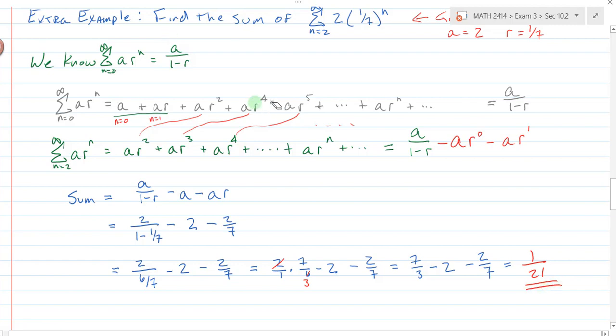It was just pointed out, I forgot the ar cubed, so I need to change my exponents here. This would be r cubed. This would be r to the 4th. So now it all matches up the way it's supposed to. Thank you. Does this make sense, how you're going to find the sum of a geometric series if the index starts at anywhere other than 0?